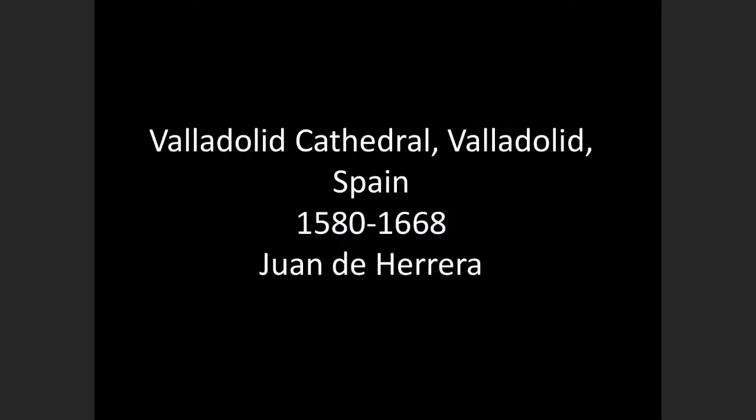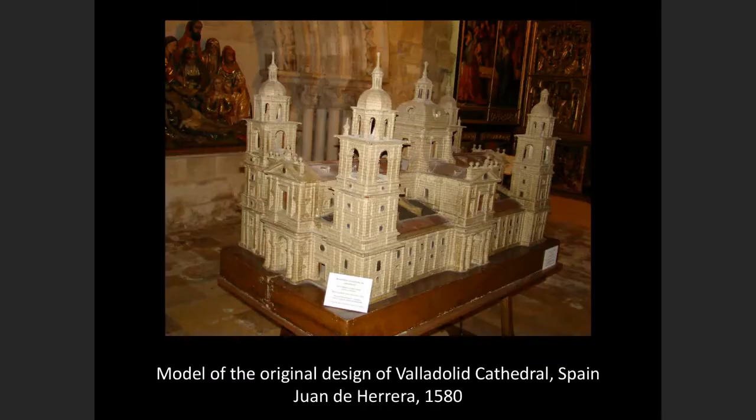One of the most important is a church that didn't even get quite finished, but it's also by Juan de Herrera. This is the Valladolid Cathedral in Valladolid. This is from 1580, finished in 1668, although it was never really fully finished. But here we have a model of Herrera's full design of what he wanted it to look like. And there is a dome back here in the crossing. There's actually towers on all four corners, but this would be the front entrance up here.